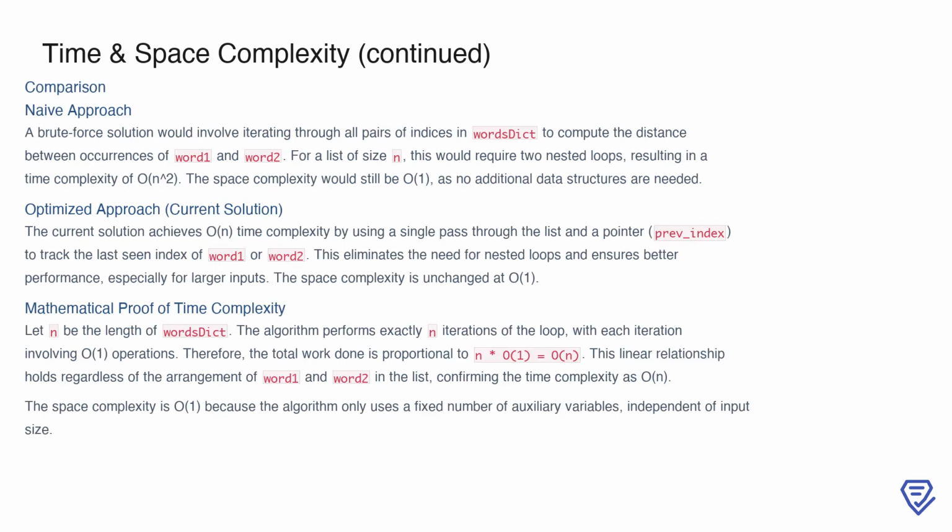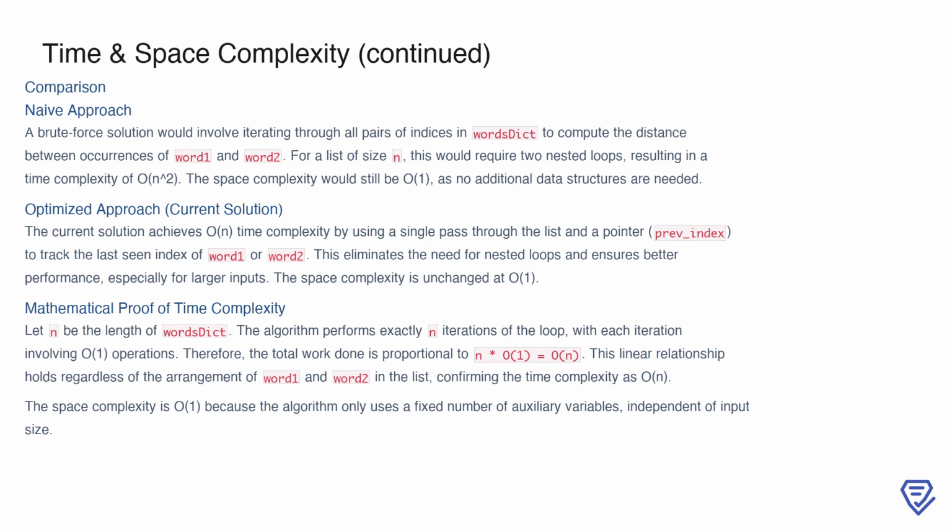To better understand the efficiency of this approach, let's compare it to the naive solution. A brute force method would involve iterating through all possible pairs of indices in the list to calculate distances, which requires 2 nested loops. For a list of size n, this results in O(n squared) time complexity. However, the brute force method, like the optimized approach, still uses O(1) space since no additional data structures are needed.